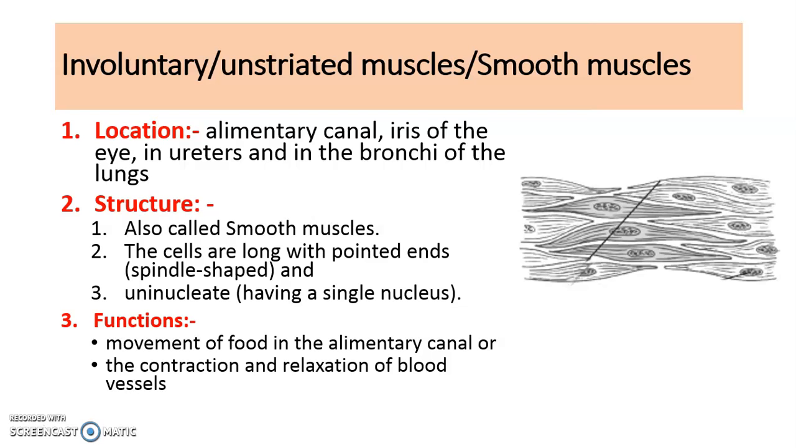Then involuntary muscles or unstriated muscles or smooth muscles. Let's see their location. They are located in the alimentary canal, iris of the eyes, in the uterus and in bronchi of the lungs. Structure, they are also called smooth muscles. Their cells are long with pointed ends, here we can see in the diagram, which are spindle cells, and these are uninucleate having a single nucleus. Let's see their function. Their main function is movement of food in the alimentary canal or the contraction and relaxation of the blood vessels.